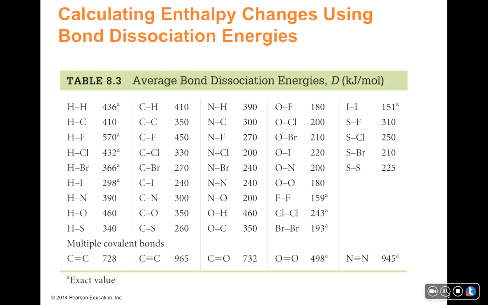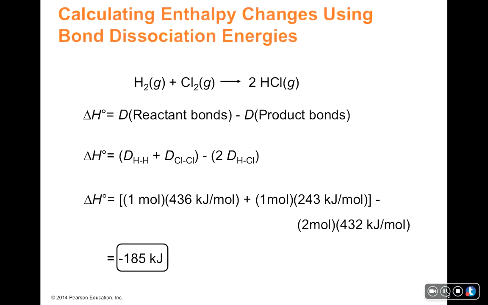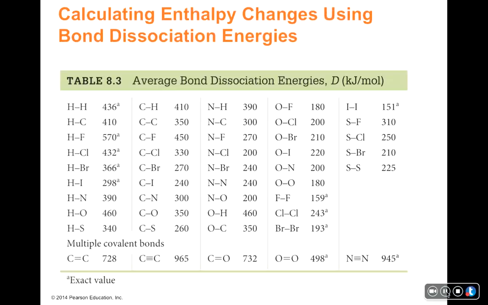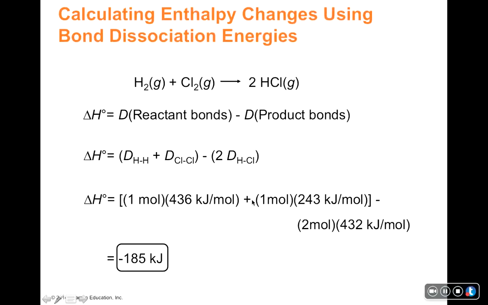Just a little bit more about that when you're reading these. You can see on this table you have to look at the specific type of bond that you're looking at. So, for example, we've got an H-H bond and a Cl-Cl bond. The H-H bond is here with that 436 kilojoules per mole. What was the other one? The Cl-Cl bond is here at 243 kilojoules per mole.